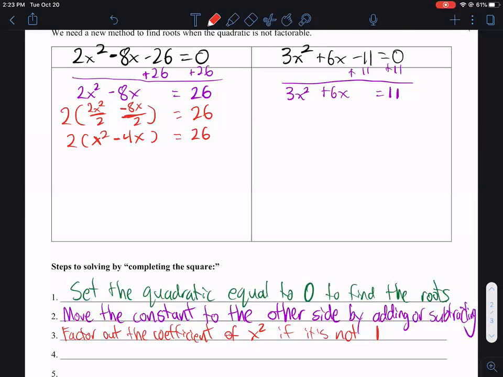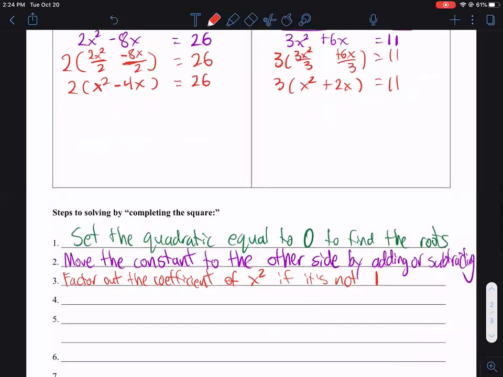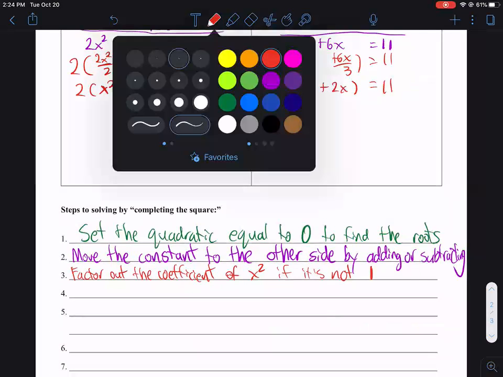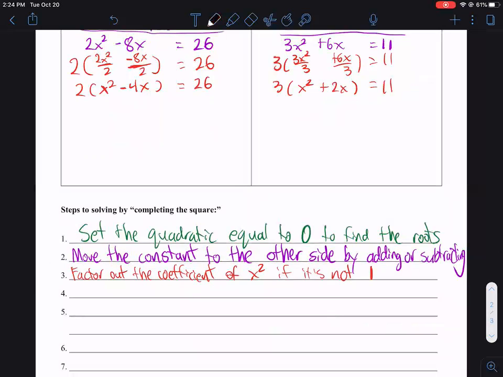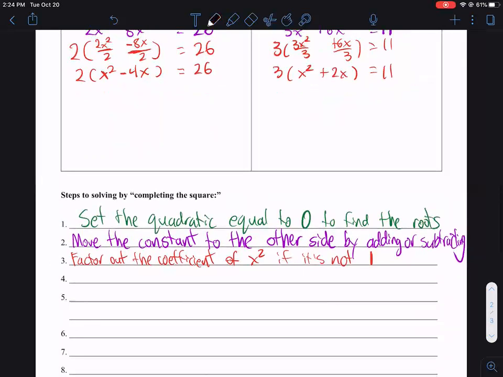Okay, so what we should have gotten is 3 times parentheses x squared plus 2x and then equals 11. Okay, so now for the next step. The reason it's called completing the square is it usually doesn't start with it already being a full square. We need to complete it by adding in a missing term.